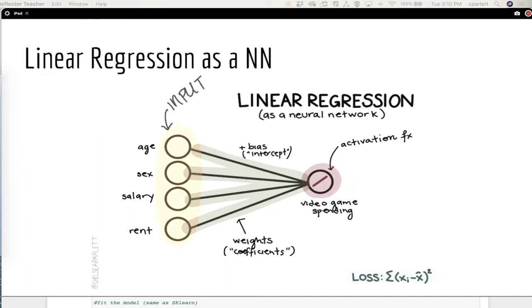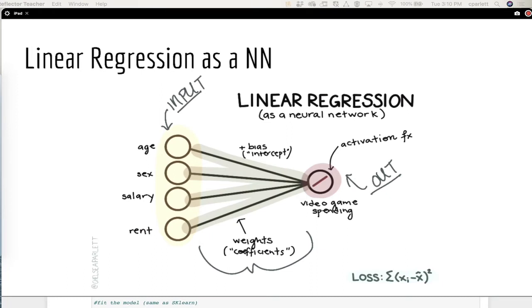So when we have an input node, those input nodes contain whatever variable it is that we're plugging into our linear regression. In this case, it's age, sex, salary, and rent, and the output that we're trying to predict over here, label that, is the amount that someone spends on video games. So when I said that a neural network is just, you have some inputs, you have some outputs, and then you have some calculations in the middle that take you from that input to that output, well, that's what this is representing here. You can see the lines that are highlighted in green.